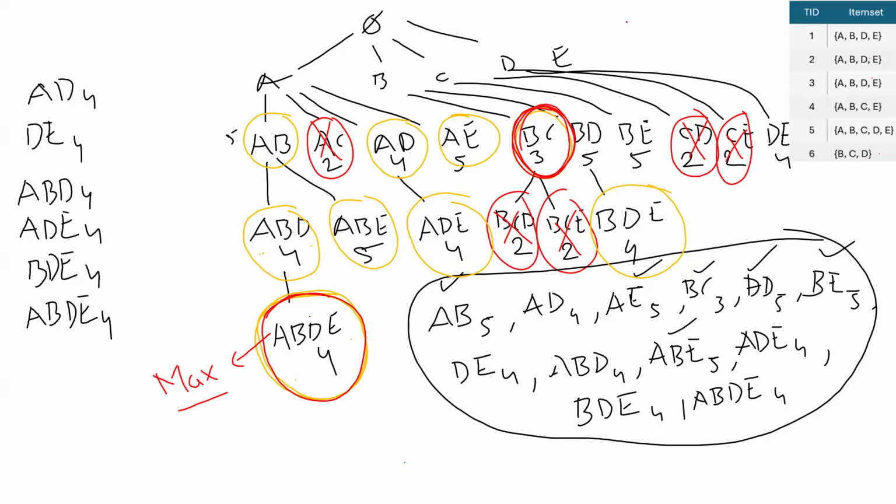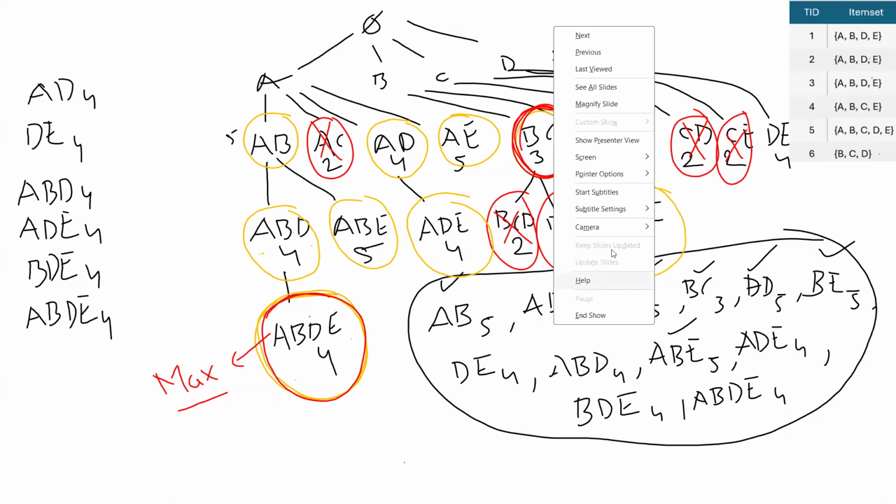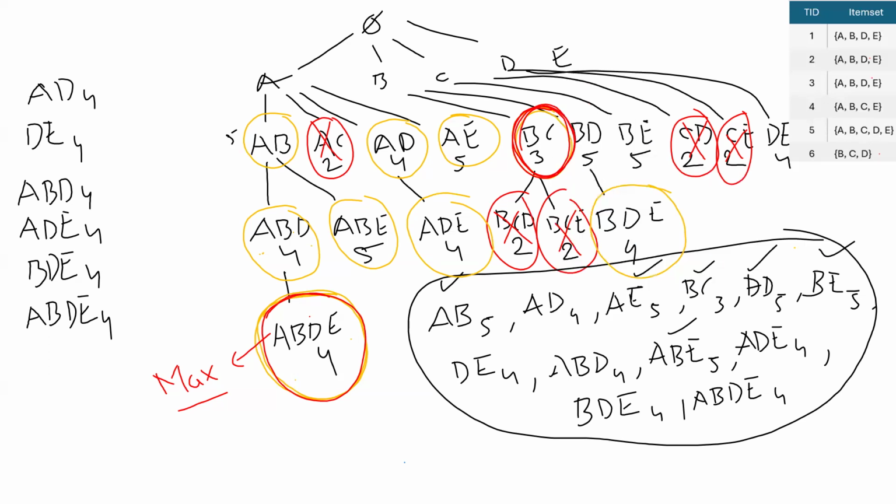What about BD? BD has a superset which is frequent, so BD is not a maximal set. B is not a maximal set, it is a subset of this. D is also not a maximal set, it is a subset of this. So what are the maximal item sets now? ABDE and BC are the maximal item sets, right?